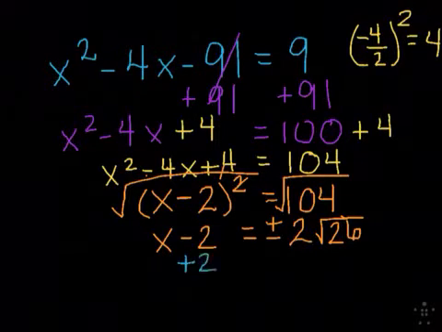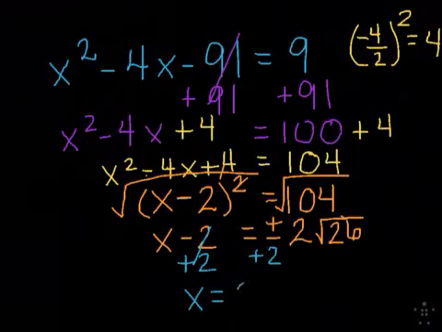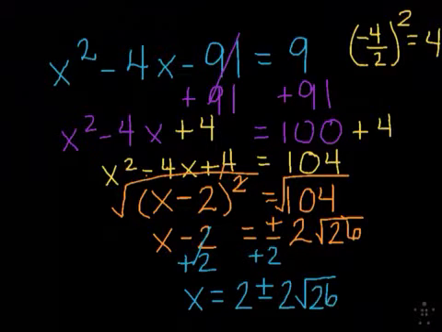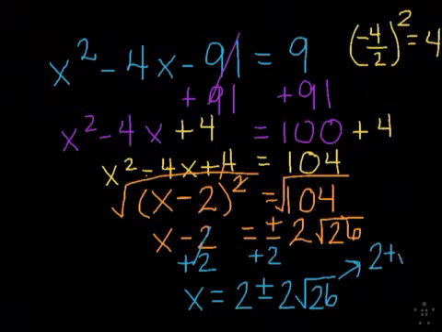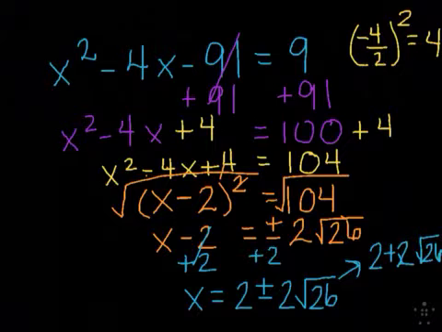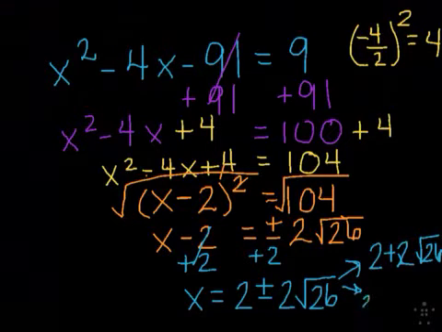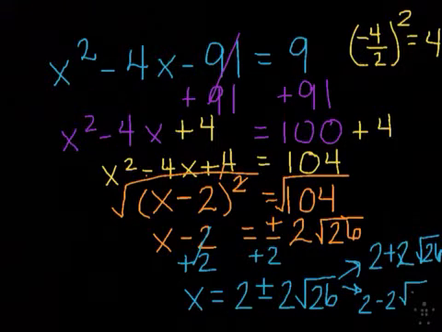Next, we're going to add 2 to both sides. So x equals 2 plus or minus 2 square root 26. So this means our answer can be 2 plus 2 square root 26, or it can be 2 minus 2 square root 26.